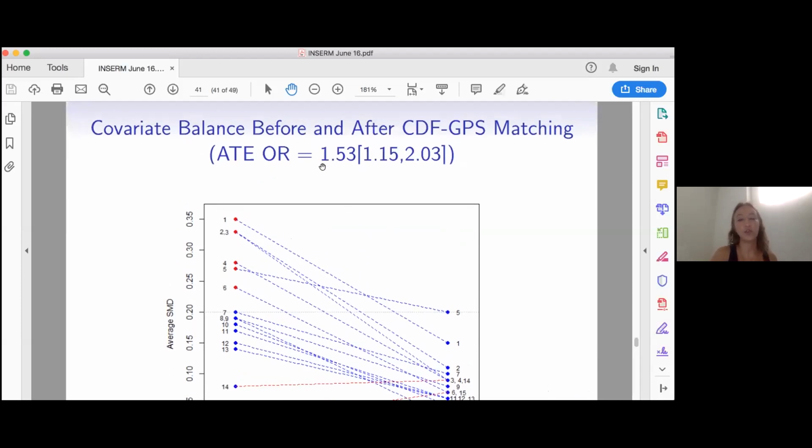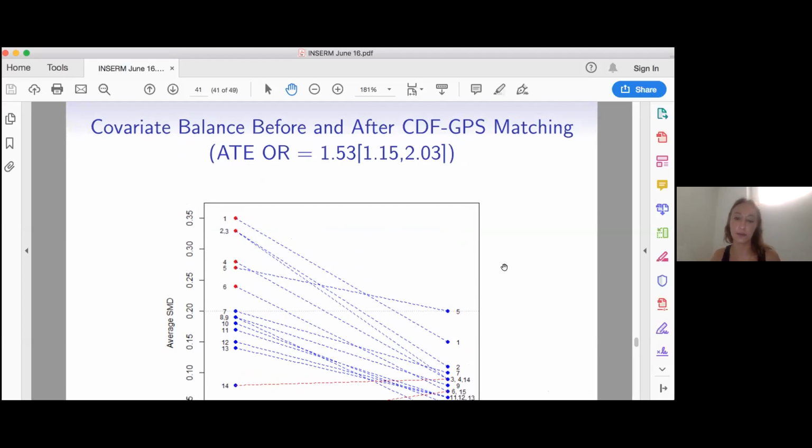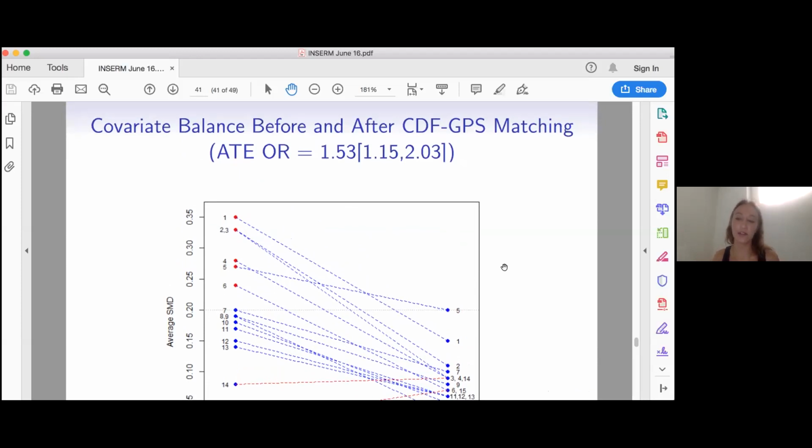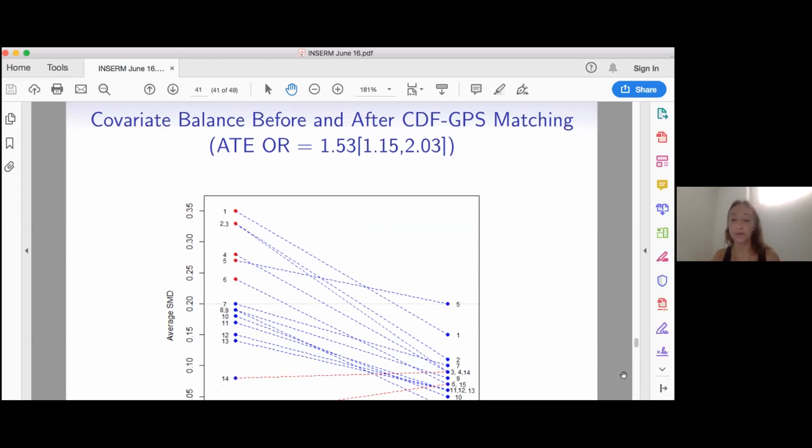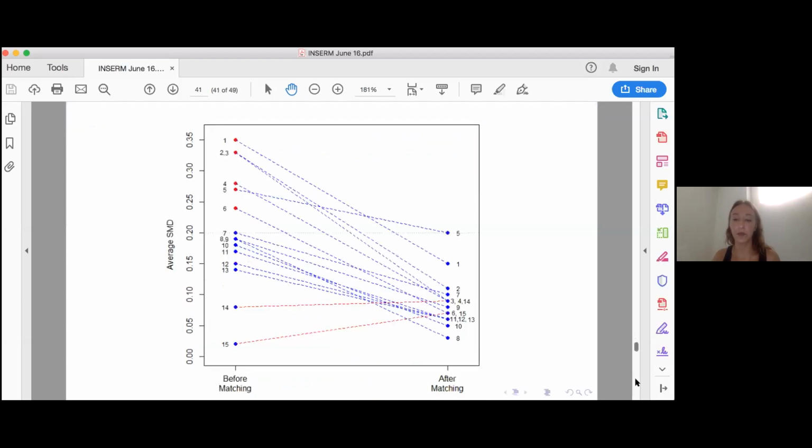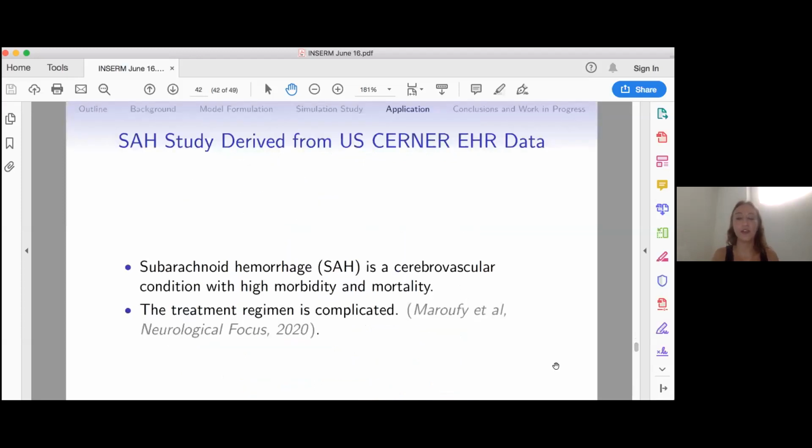And our odds ratio was 1.53, excluding 1. So our conclusion was that exposure to smoking imagery does cause smoking experimentation in Mexican American teens. And that's probably not surprising. Okay, let's move to an EHR-derived study.